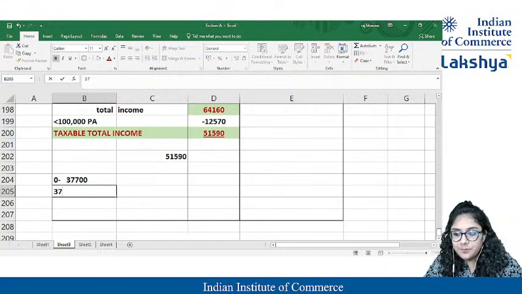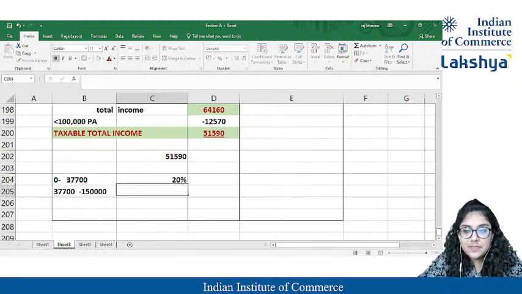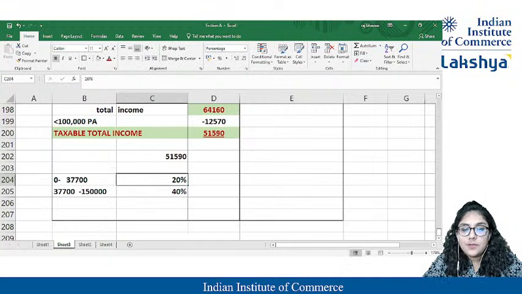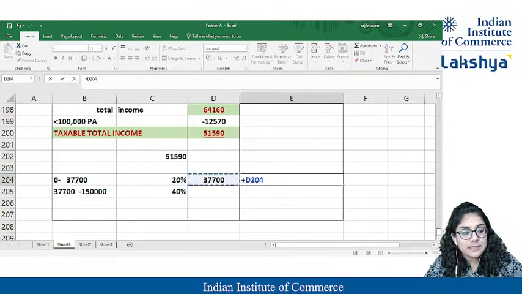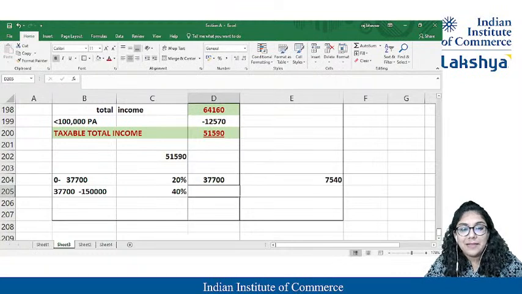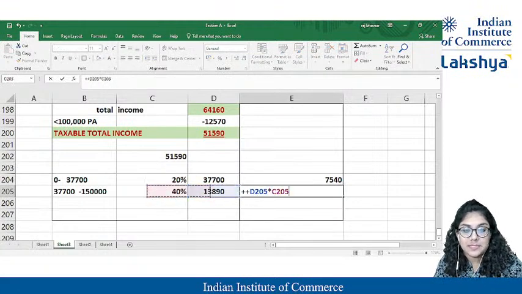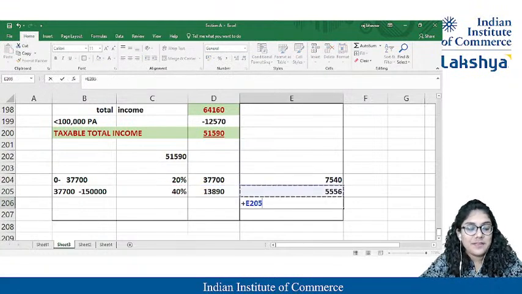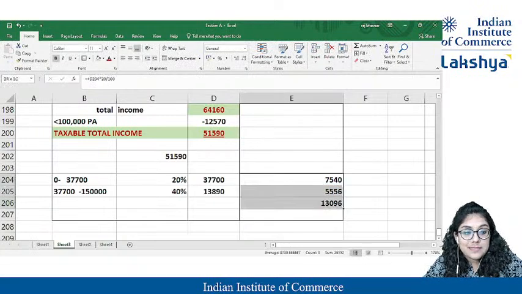We know the rates, 20% and 40%. Initially 37,700 needs to be taxed at the rate of 20%, and for the remaining, this minus this, on the difference, we are supposed to pay 40% tax. So if I just take the total, this is my tax liability.